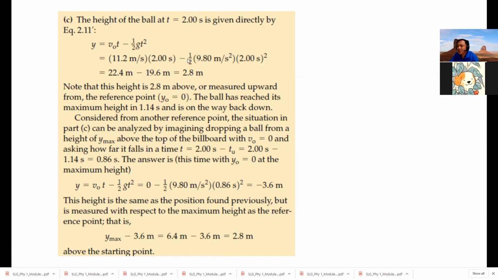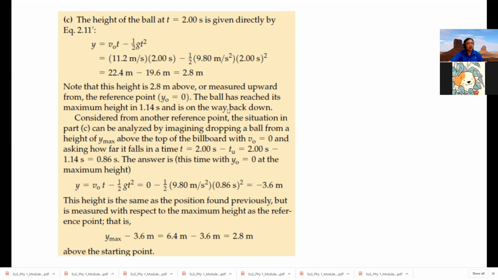Question: why is it still positive? Why isn't it negative? Because it is the displacement. Isn't displacement final minus initial? The initial is here, and the final hasn't been reached yet, right? Final minus initial, so it's still positive because it's still above 0, above y equal to 0. So that's why it's 2.8 meters.